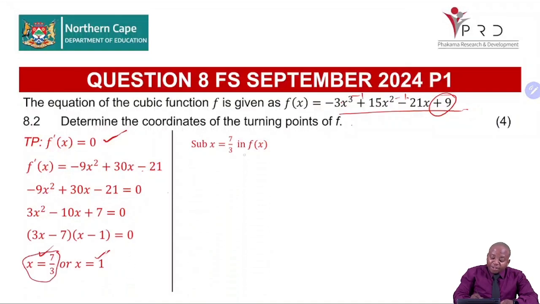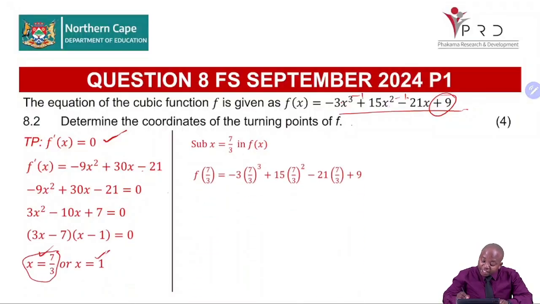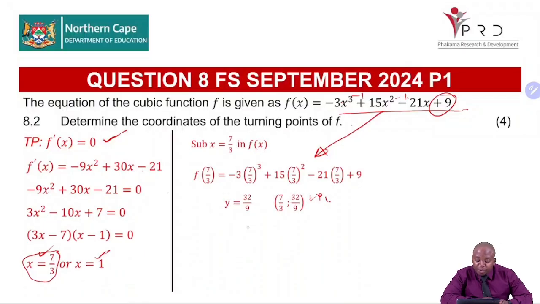For x equals 7 over 3, we're going to substitute that into our original formula. Whenever there is x in our original, which is the one we're working with here, we now place in 7 over 3. Then our y is going to give us 32 over 9. Then the first turning point, so this is turning point number 1, it is 7 over 3 and 32 over 9. Then the second turning point is going to come from the x equals 1.